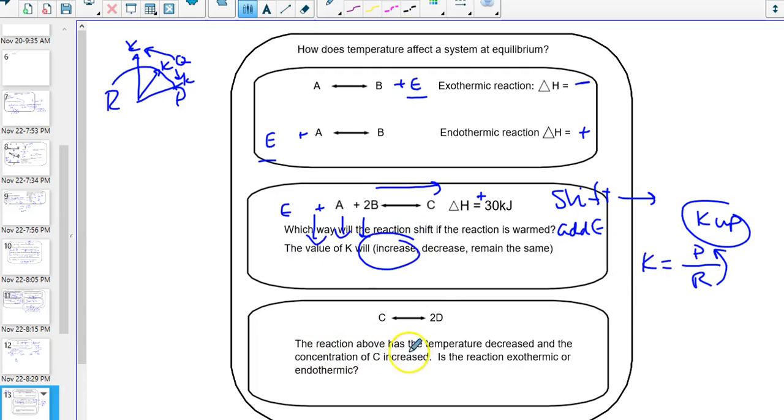The reaction above has a temperature decrease, and the concentration of C increased. So what happened here? Well, first of all, if C increased, I shifted this way, and I added temperature. If I add temperature, I'm going to be going away from the temperature, so the temperature must be on this side. And you can always just pick one, put it on the other side if you want. So I'm adding temperature, I shifted this way. Does that make sense? Yes. If the energy was over here, if I add energy, I would actually shift the other way and C would go down. So this one's not correct. On this side, we are exothermic.